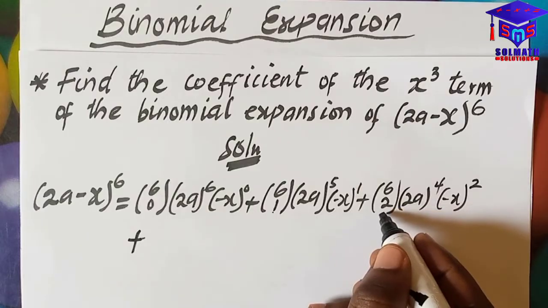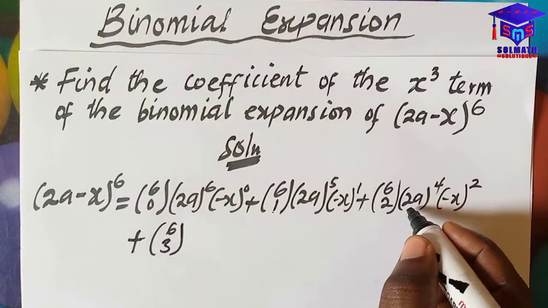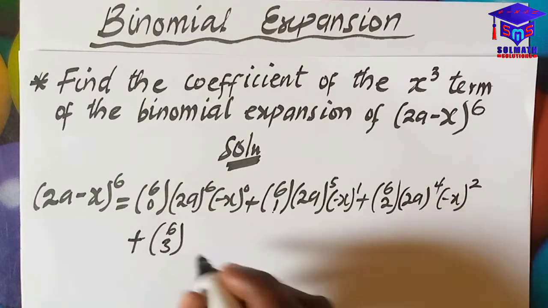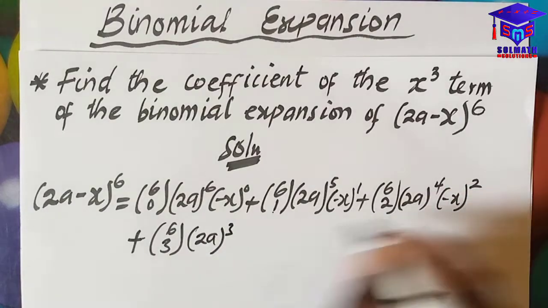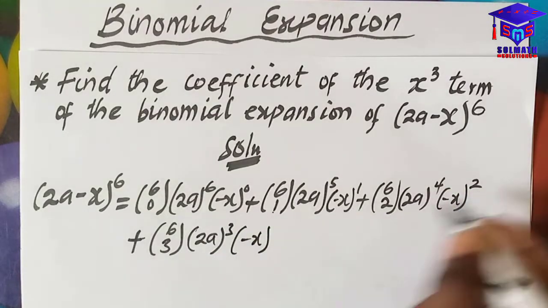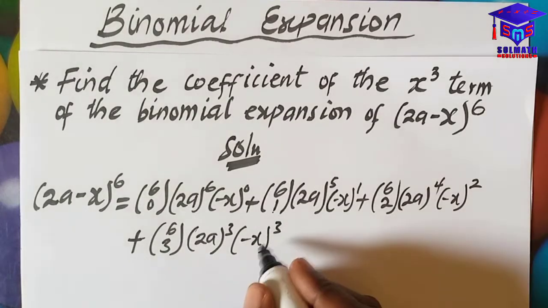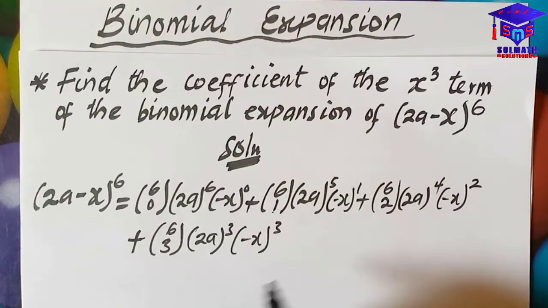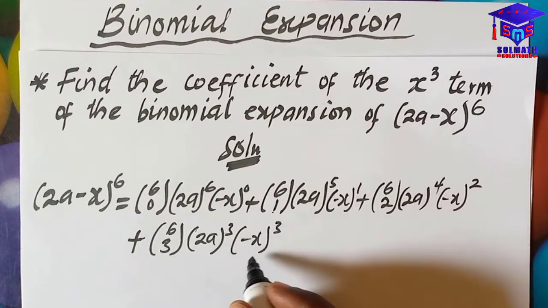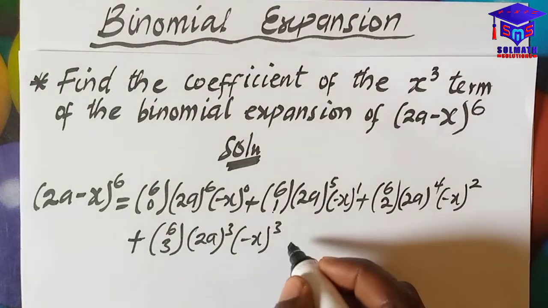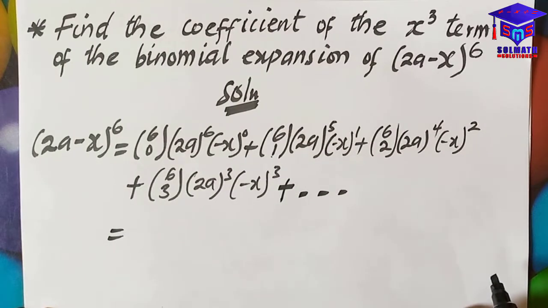Now we have 6 choose 3. Good. Then the power of 2a will decrease to 3, and then the power of negative x will increase to 3. Now you agree with me that we are looking for the coefficient of the term that contains x to the power 3, right? So when we get here, we can stop. Let's simplify this and then write out the answer.